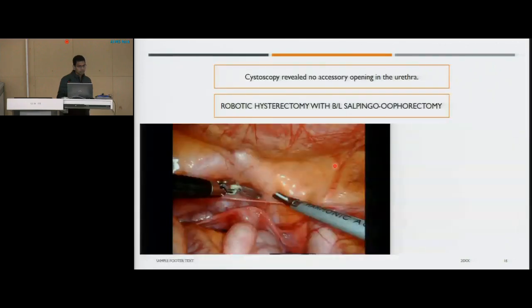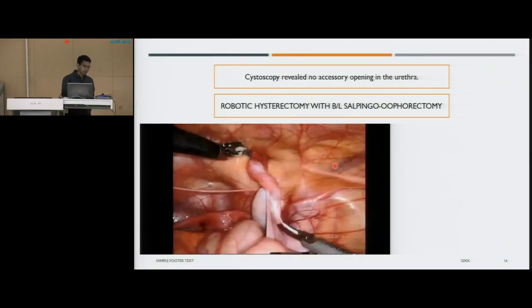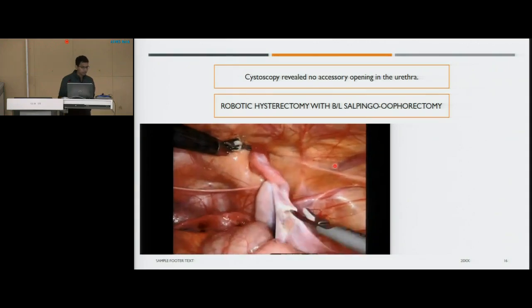Then, after taking informed consent from the mother and the local body committee, the patient was planned for the surgical procedure, which was cystoscopy followed by robotic hysterectomy with bilateral salpingo-oophorectomy. Cystoscopy was done and it revealed there was no accessory opening, and the vaginal pouch was not opening into the urethra. Then we proceeded with our robotic hysterectomy. As you can see here, this is the right side adnexa showing the fallopian tube and the uterus.